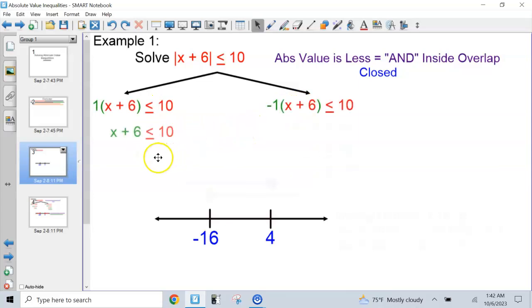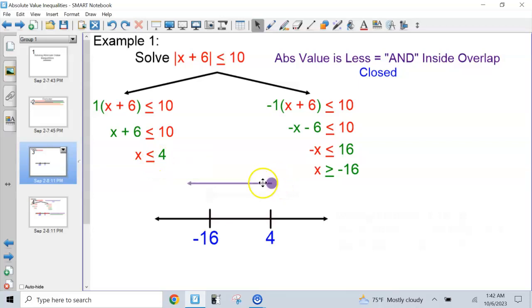Distribute the 1, subtract the 6, done on the left side. On the right side, distribute the negative 1, add the 6, divide by negative 1, which flips the sign. The right side's done. If I graph this first one, x is less than or equal to 4, I go to 4, closed, shade left. For the right side, go to negative 16, closed, x is bigger, shade right.